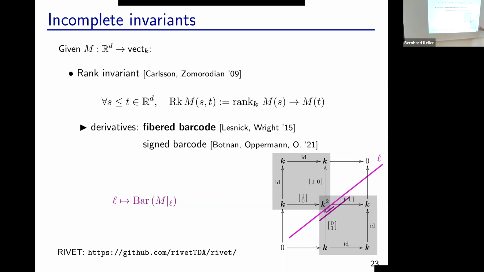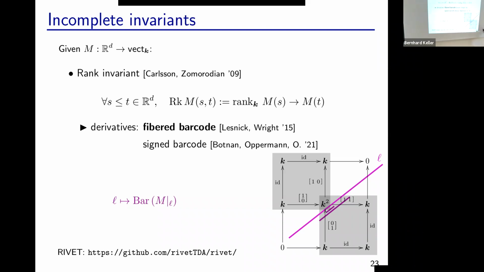This is a very simplistic invariant, but it was implemented in a very nice piece of software called RIVET, which people are actually using. You have a window, and in this window you first see not the rank invariant but the Hilbert function. Then you can move your line around, and as you move the line, you see the barcode of the restriction evolve. It's a very nice tool for data exploration. Again, it's based on a pretty weak invariant, but still, it's a nice tool.